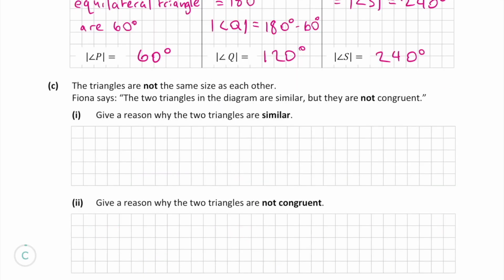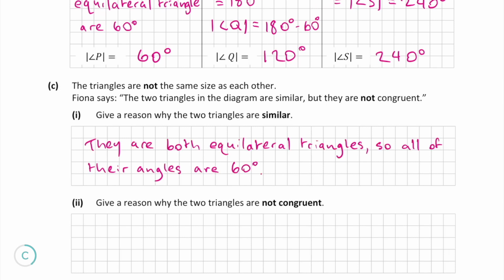In the last part, part C, we're told that the triangles are not the same size as each other. We're then given a statement by Fiona that says that the two triangles in the diagram are similar, but not congruent. In C part 1, we have to give a reason as to why the two triangles are similar. These triangles are similar because they are both equilateral triangles, which means that all of their angles are 60 degrees. And the definition of a similar triangle is triangles who have the same size angles.